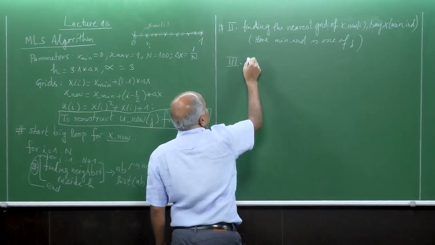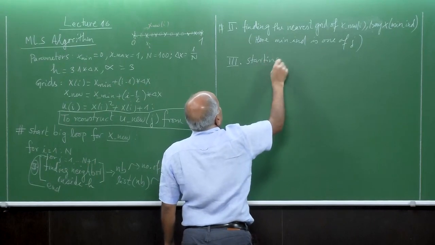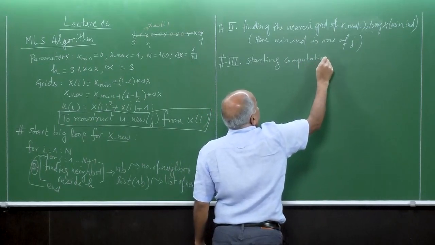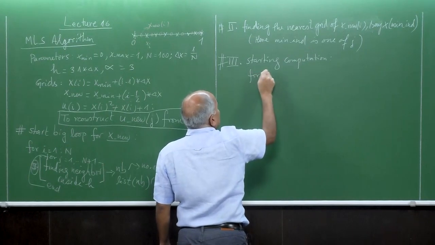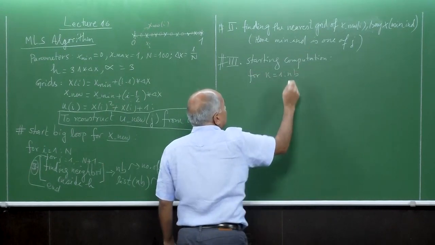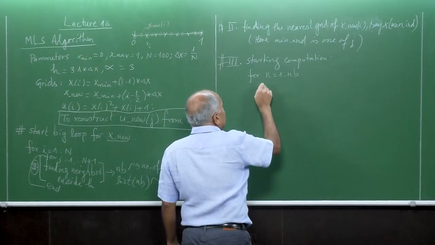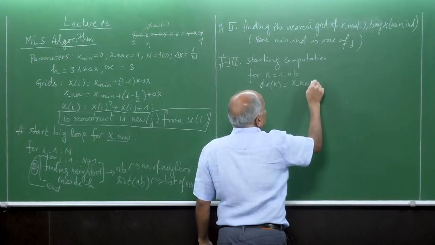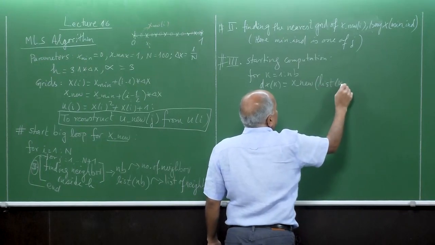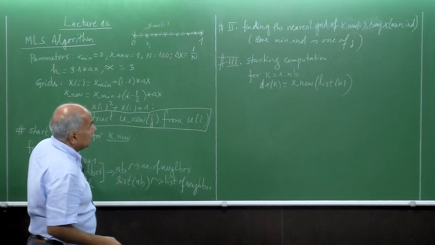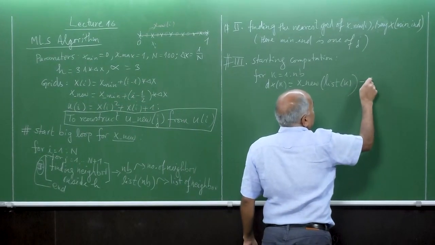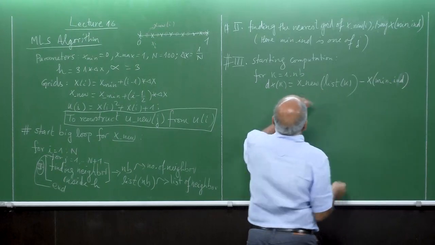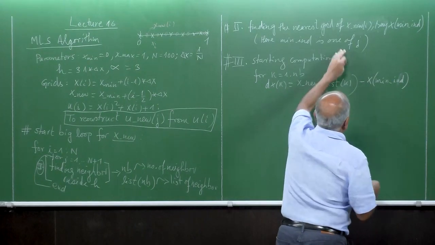So before starting computation, we have for k is equal to 1 to nb. So what do we need? We need dx of k is equal to x new of list of k, which we get from this part, minus x of mean int, which we get from this part here, part second.